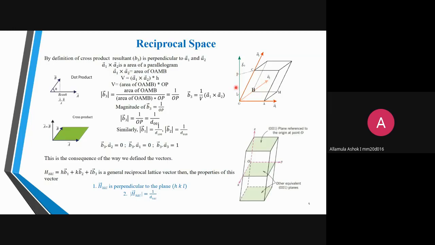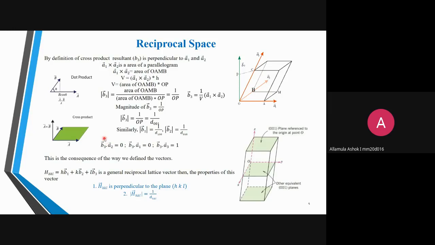So here we have the magnitude of the b3 vector equal to 1 by the interplanar spacing of the 001 planes. Similarly, we can do it for b1 and b2. For b2, it is equal to 1 by the interplanar spacing between the set of 010 planes. And for b1, it is 1 by d100.